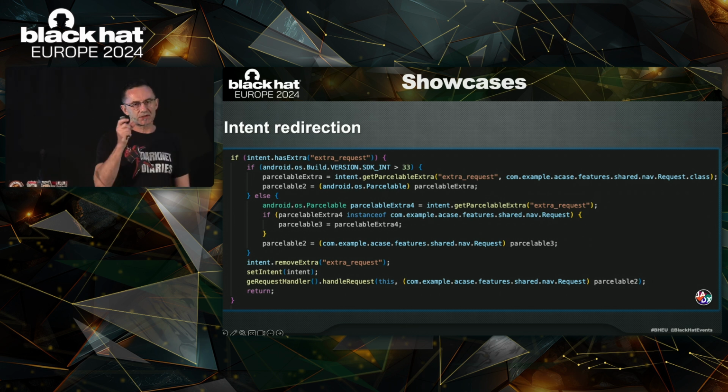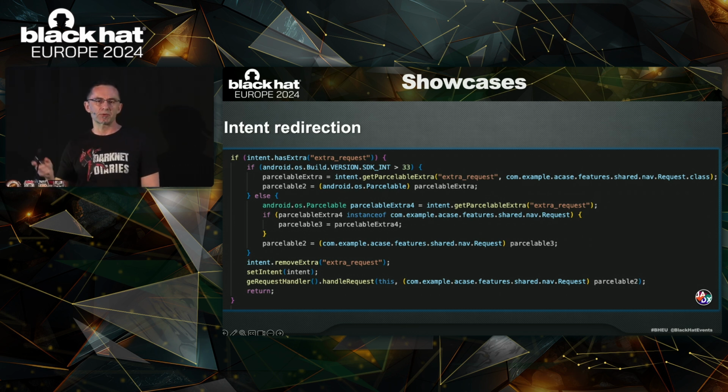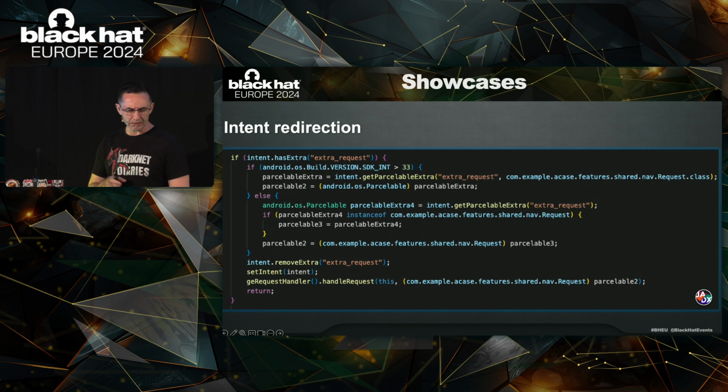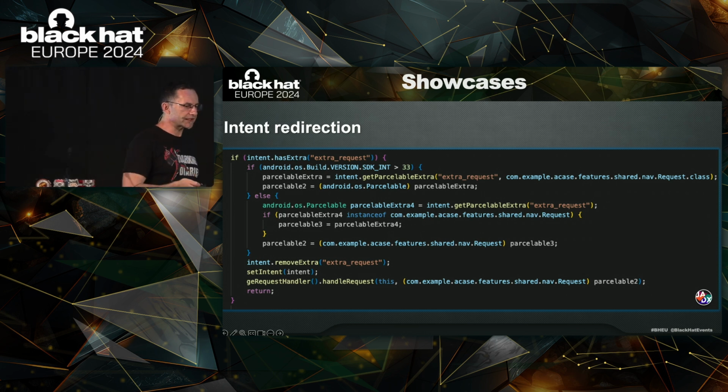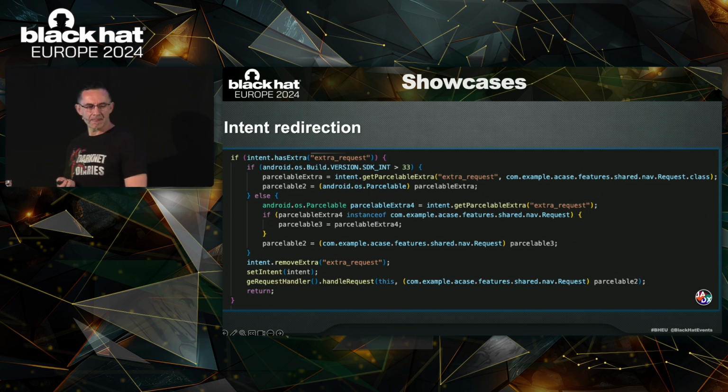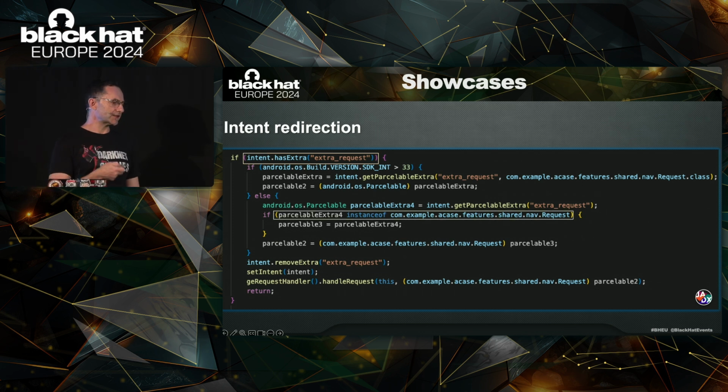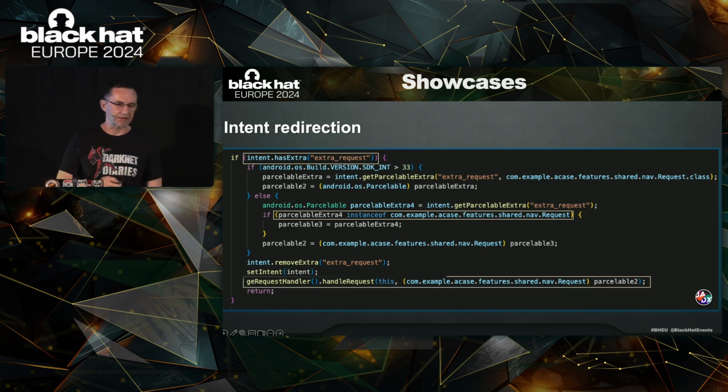And what we see here is a code snippet which is taken from an exported component. What this component is doing is checking the incoming intent for an extra which is called extra request. If this extra is present, it will check if it is of type request. And finally, we'll set it as an argument to the handle request method, which is highlighted below.